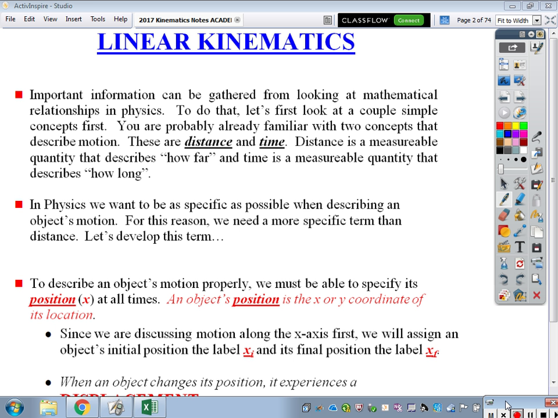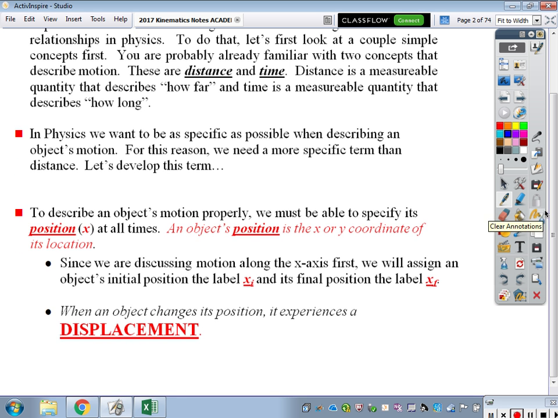of that object. Okay? But as is the case with a lot of things in physics, we're going to be very specific about how we're trying to understand things. So we're going to try to get even further than just simply a general distance measurement and time measurement. Okay? So in physics land, we need to be able to describe an object's motion properly. And in order to do that, we need to be able to specify an object's position at any given moment in time. We are going to start, in the context of this unit, with motion along the x-axis.